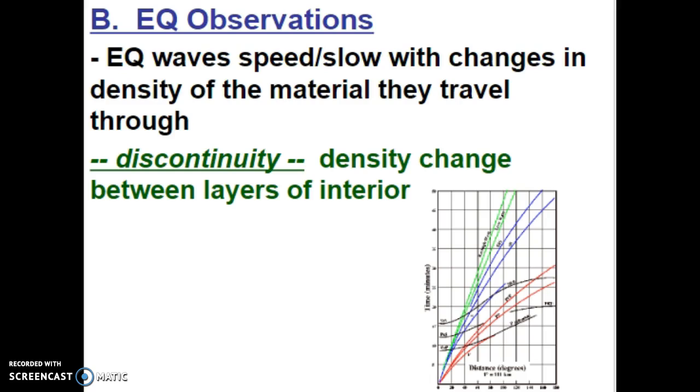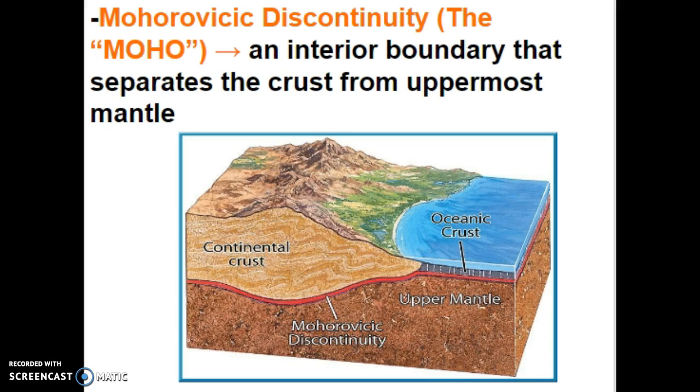So what we look for in trying to infer the interior of the Earth is what we call discontinuities. A discontinuity is a density change between the layers of the interior of the Earth. The first big boundary, the first density change that we notice using primary and secondary wave data, is what we call the Mohorovičić discontinuity, discovered by Russian geologist Andrija Mohorovičić. We just call it the MOHO. Plus it's more fun to say.